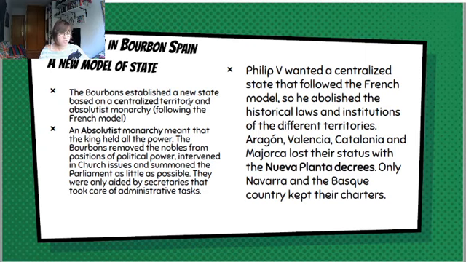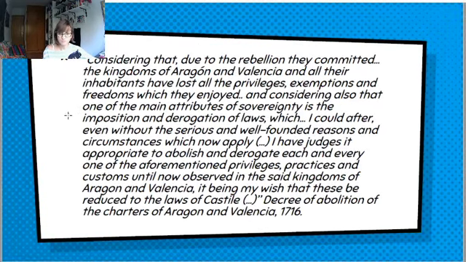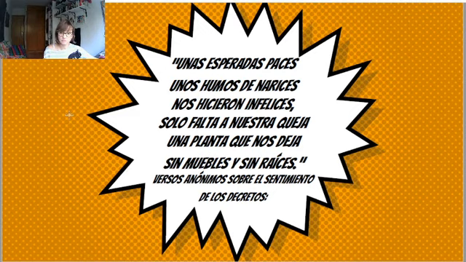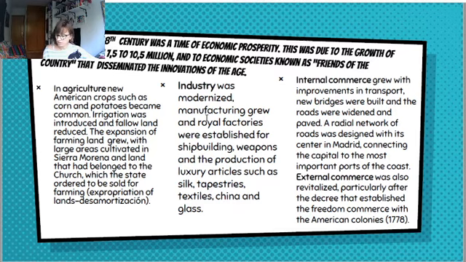This especially affected Aragon, Valencia, Catalonia, and Mallorca, which lost their status because they fought against Felipe V during the War of Succession. On the other hand, we have Navarra and the Basque countries, which kept their charters because they supported Felipe V during the war. So it was kind of a punishment because of the different supporters. You have here something related with these treaties.